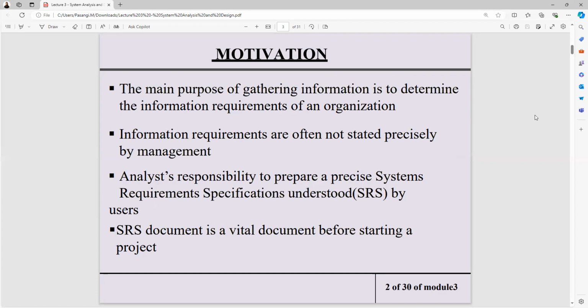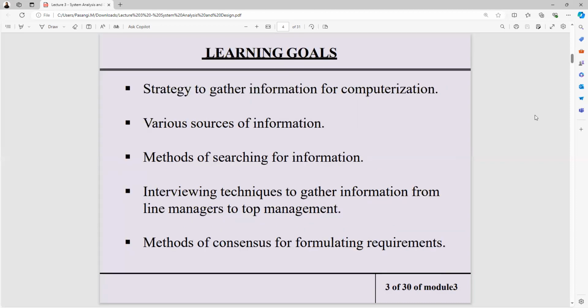There are a few more reasons for the motivational part. You can go through these one by one and learn about them.